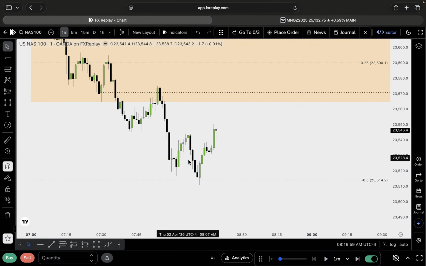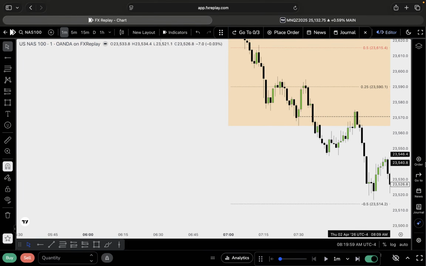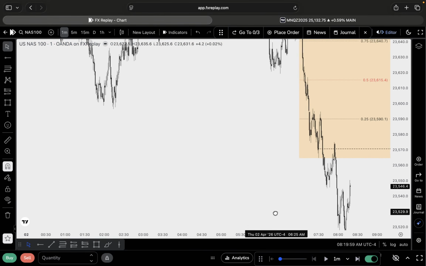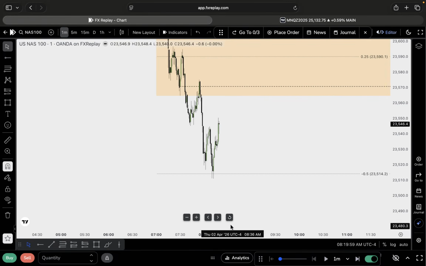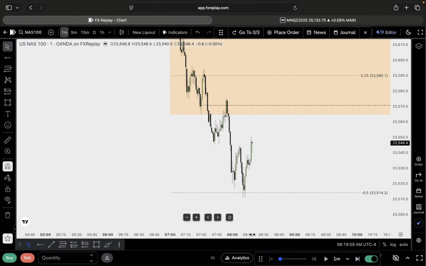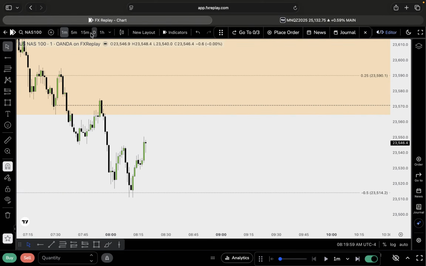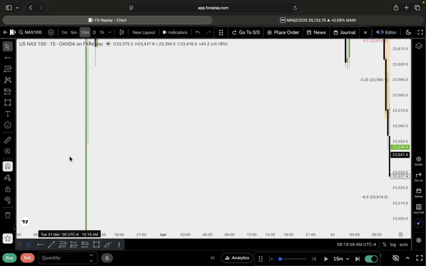So we got the market structure shift after taking out this low, hitting the 0.5, and then rallying up. This is the model because we have the low taken out, boom. And we already had the major liquidity taken out over here. And then we're inside of that higher time frame bullish inefficiency right there. Then I'm going to go back to, let me show you this right here.